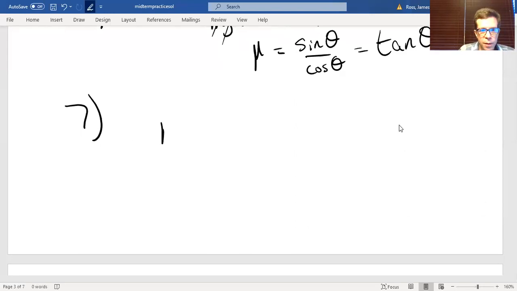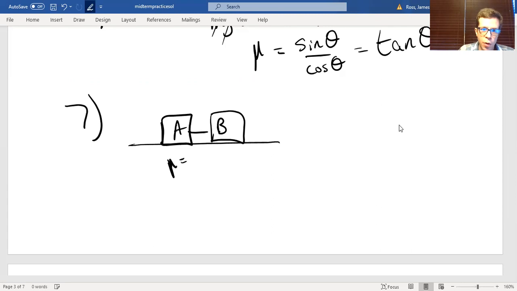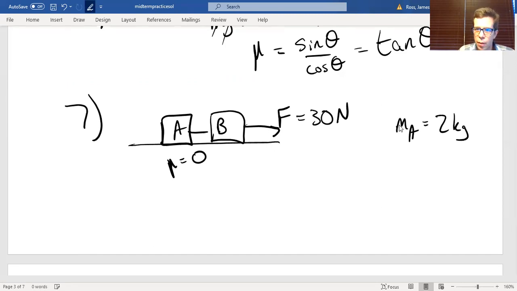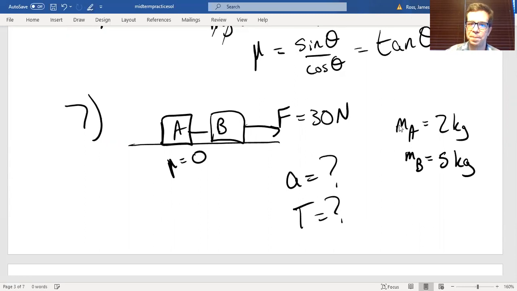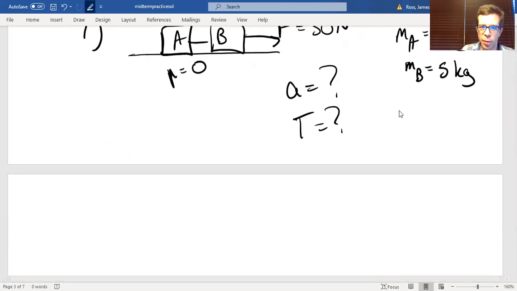All right, 2 boxes are connected by a cord, pulled across a frictionless floor. Mu equal to 0 means frictionless, by a force applied to box B. If F is horizontal and 30 newtons, mass of A is 2 kilograms, mass B is 5 kilograms. Find the acceleration of the boxes and the tension in the cord. So A and T. So let's look at our free body diagrams for both objects.